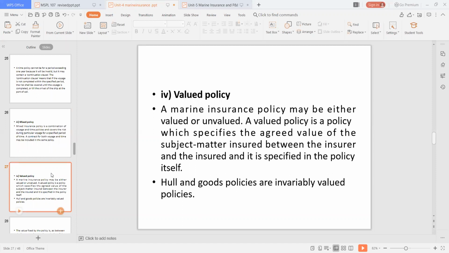Next, valued policy. A marine insurance policy may be either valued or unvalued. A valued policy is a policy which specifies the agreed value of the subject matter insured between the insurer and the insured, and is specified in the policy itself. Hull and goods policies are invariably valued policies.